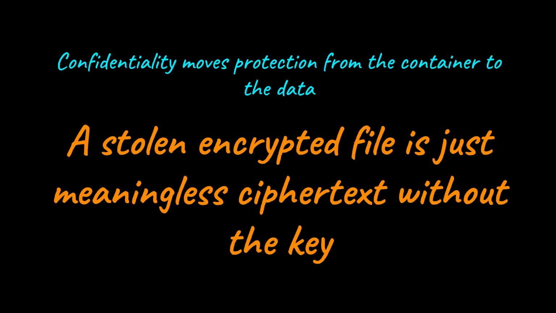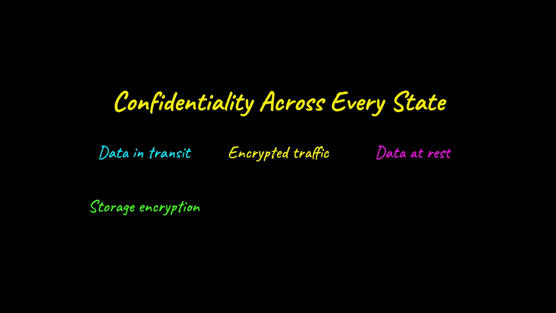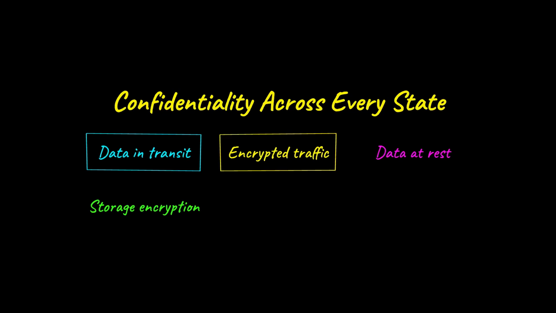An attacker who steals the file holds only meaningless data, because the protection travels with the data itself, not with the walls around it. This protection applies wherever data lives. Data in transit across a network is protected by encrypted traffic, so an eavesdropper sees only ciphertext, and data at rest on a disk is protected by storage encryption, so a thief who steals the drive finds nothing readable.